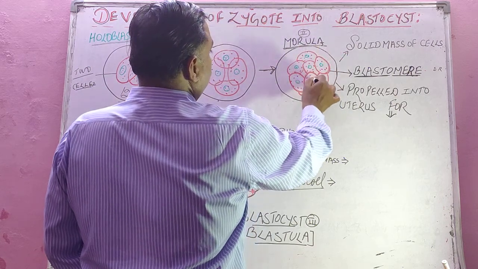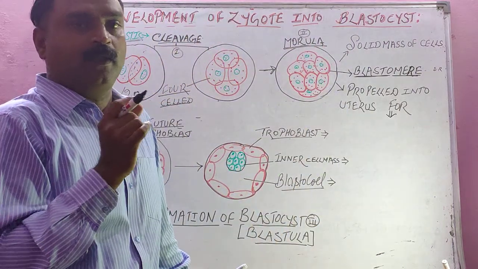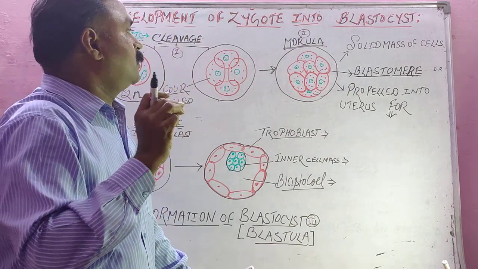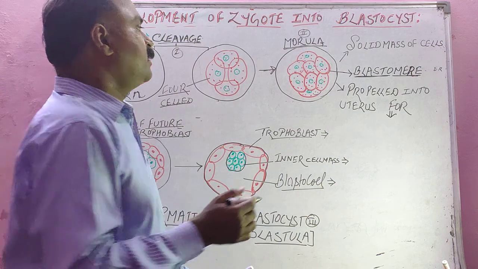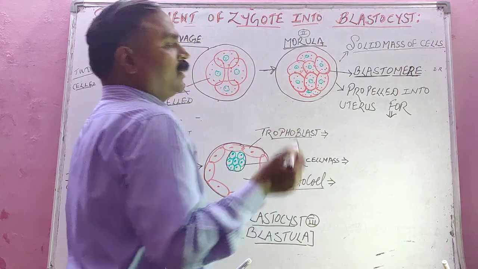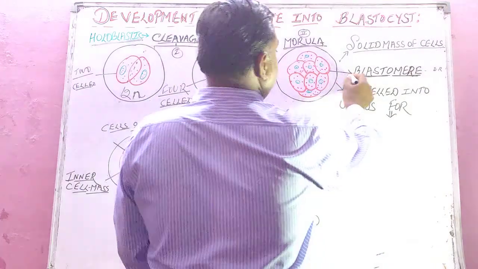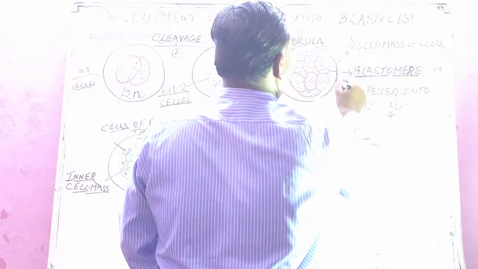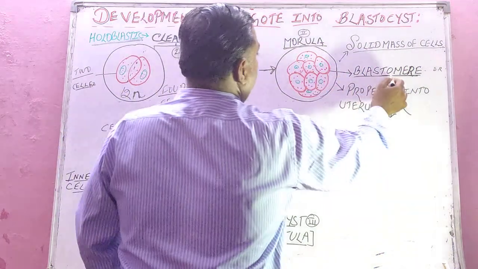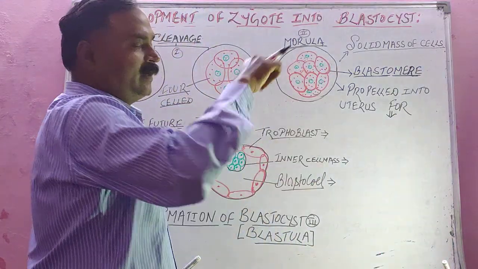This is called morula. The word morula is taken from Morus alba, mulberry. You have seen mulberry fruit, student? It is like a ball of the cells. So morula is the solid mass of the cells. The first feature of the morula, when you write in practical or in the theory, is that it is a solid ball or mass of the cells, and these cells are called blastomeres.